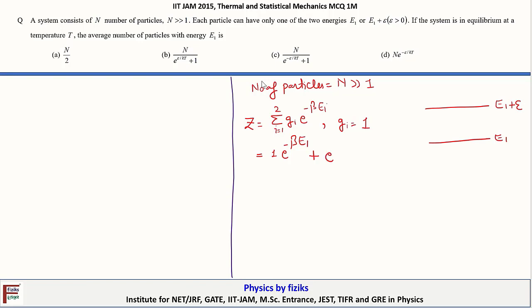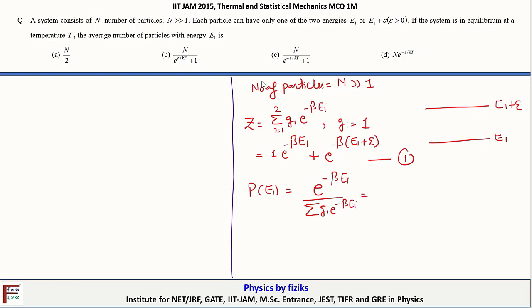exponential minus beta (E1 plus E). So that's the partition function. Let's call this equation 1. Now the probability that the particle will be in energy state E1 is equal to exponential minus beta E1 upon the sum over Gi exponential minus beta Ei.